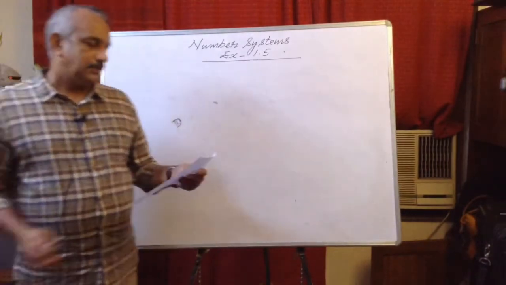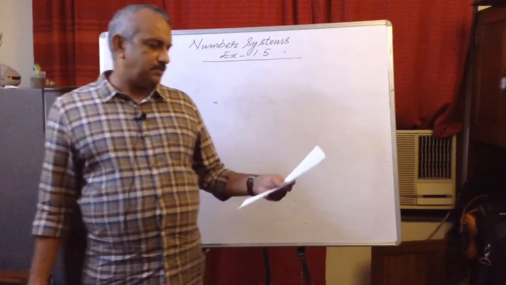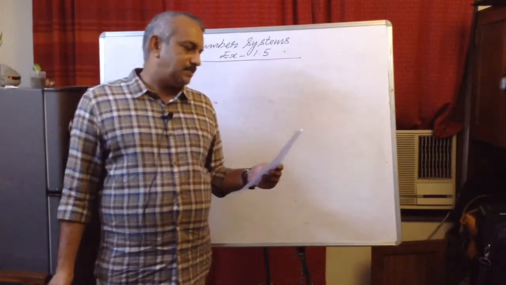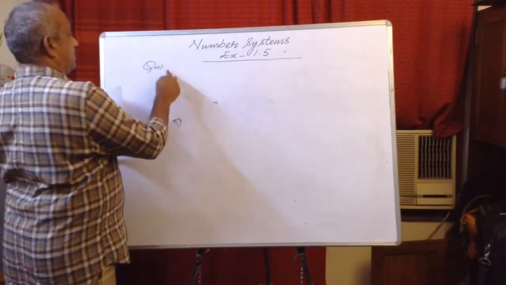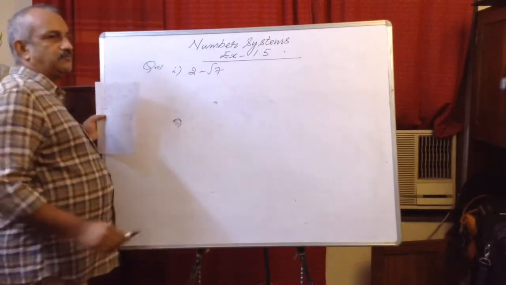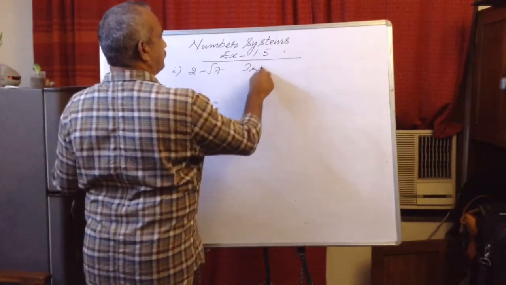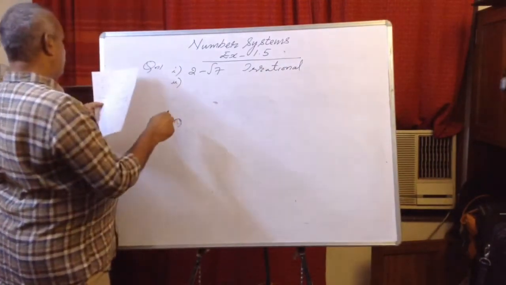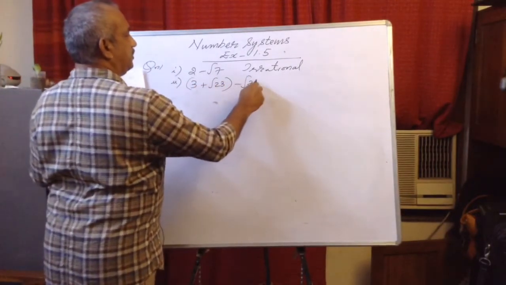See, classify the following. Exercise 1.5, question number 1. All these questions were discussed, so we'll go quickly. See, first one, classify the following numbers as rational or irrational. Question number 1, first part, 2 minus root 7. It cannot be simplified. Root sign remains there. So it is irrational.